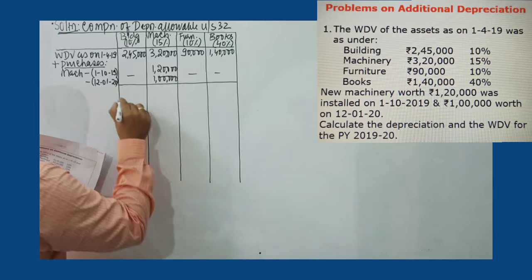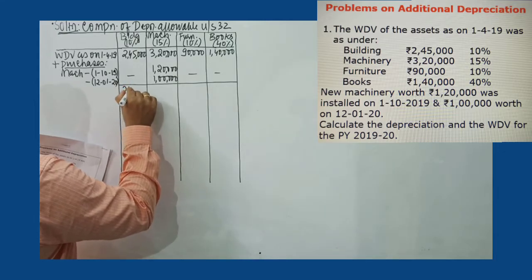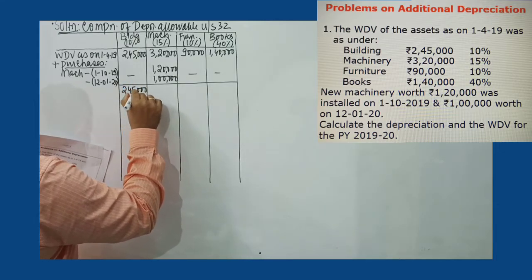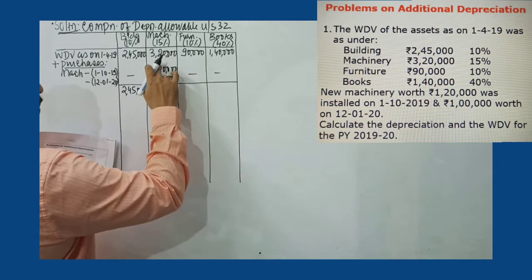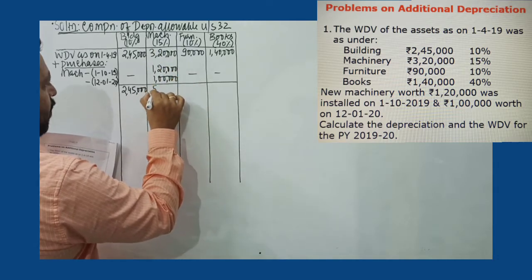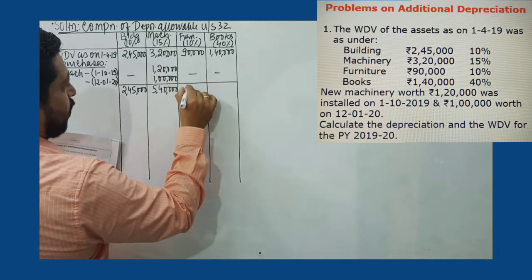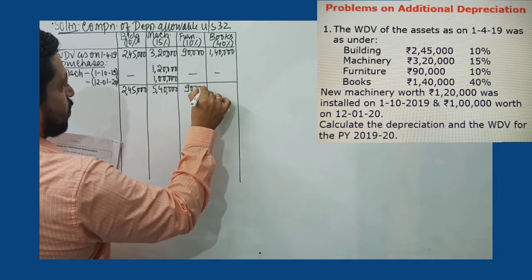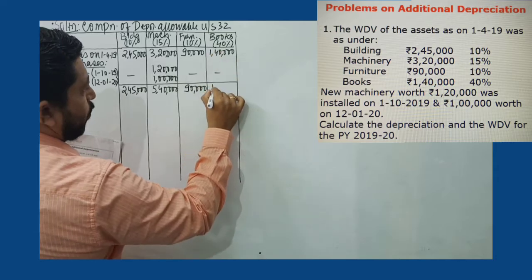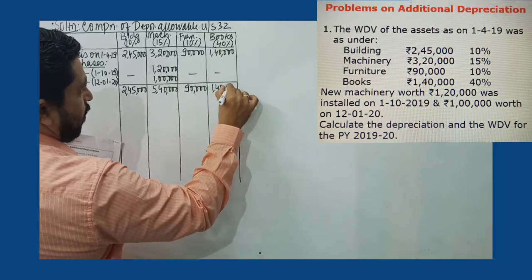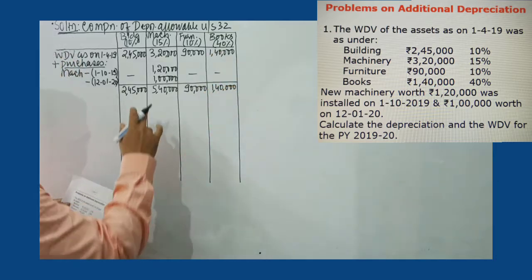So we will add in the block. So no change in building block, it is 2,45,000. In machinery it is 5,40,000 will be the block value. Furniture we have around 90,000 and we have books worth 1,40,000. So these are the values after addition.